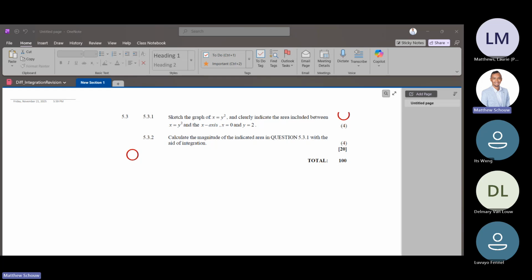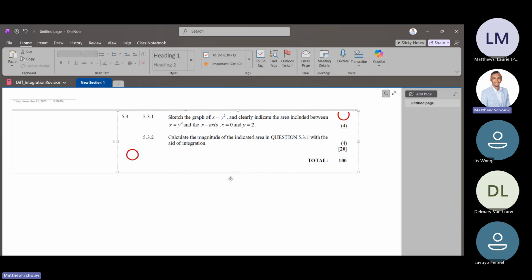So like I said, we're going to be doing integration, area under curves. I'm not sure what paper this is, I'm going to check again, but I saw a student post this particular question in a group. Therefore, I decided, okay, let's tackle this one. Let's quickly read. It says, sketch the graph of x equals y squared, and clearly indicate the area between that graph and the x-axis, and then x equals 0 and y equals 2.